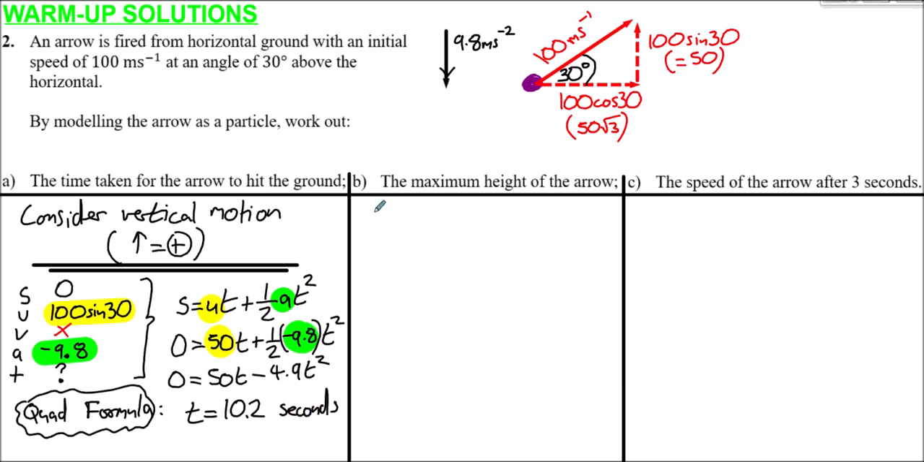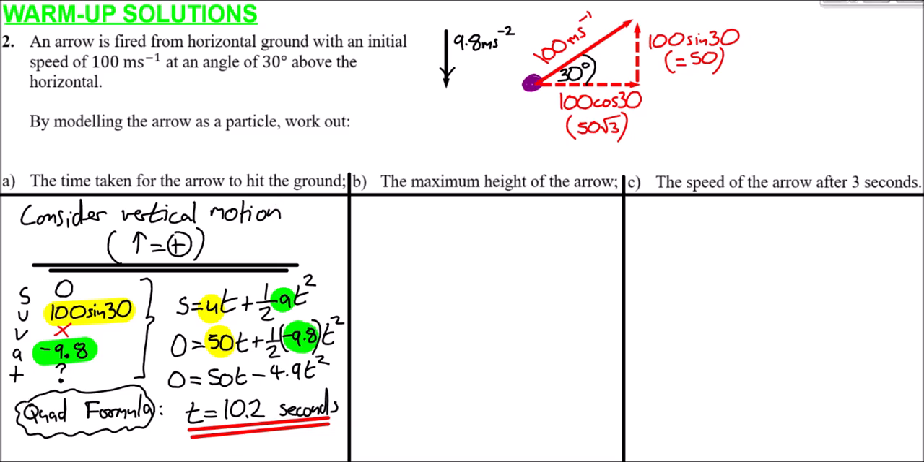We can now consider part B. In part B, we're asked to find the maximum height of the arrow. We could do this using symmetry. If its time is 0 when it starts and 10.2 when it hits the ground again, the maximum height will be when the time is half of this total flight time. You can sub in t as 5.1 into s equals ut plus a half at squared. That's one way of doing it. I'll leave that to you to experiment with if you'd like.